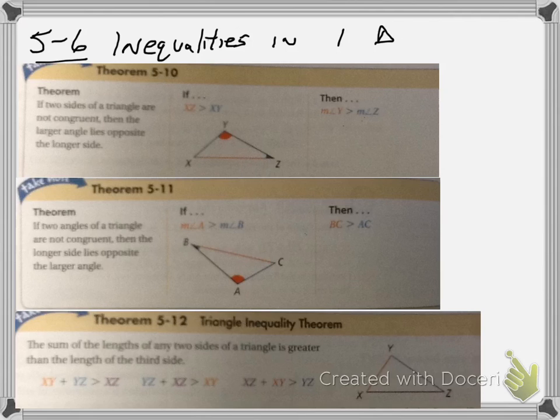Okay, and then the triangle inequality theorem, the last one down there, theorem 5-12, states that the sum of the lengths of any two sides of a triangle is greater than the length of the third side. If not, it's not a triangle. So basically, two sides have to add up to be more than the third side.